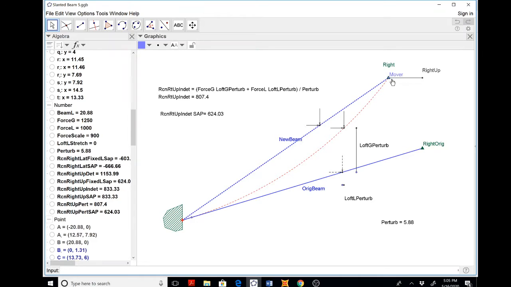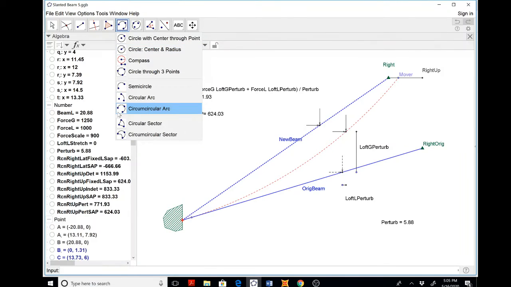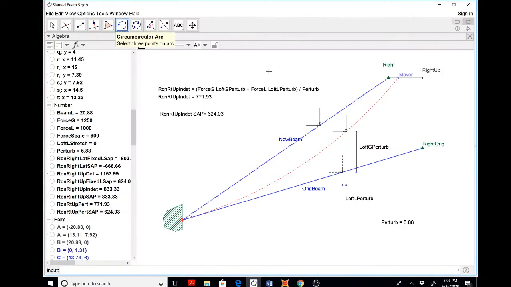So let me explain how I did this. And this is a circumcircular arc, just as Leonhard Euler and the Bernoulli brothers did. Circumcircular arc, 1, 2, 3. Those guys used GeoGebra also, I think. Okay, so how do we do this?